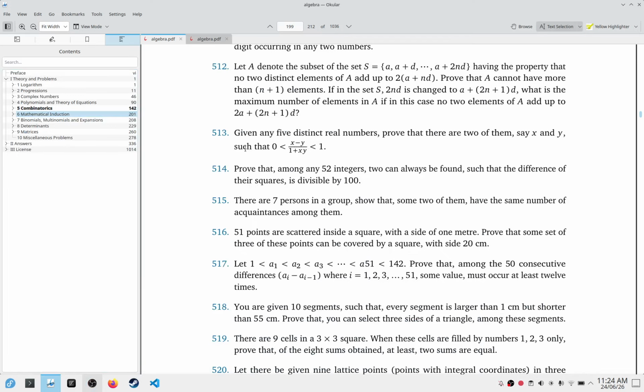In this video, we will solve question number 513 to 525, which will finish the permutation and combinations chapter for us. And we will move on to mathematical induction after that.